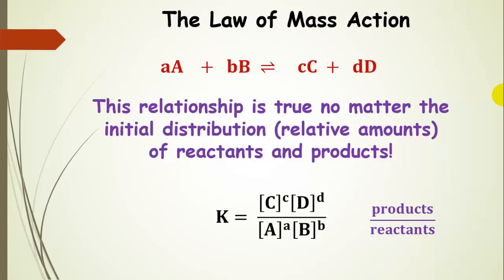And so remember that this relationship is true no matter the initial distribution or relative amounts of reactants and products. So we can start with all reactants or all products, and in the end, we will end up with the same distribution of reactants and products. And so that is what the law of mass action tells us.